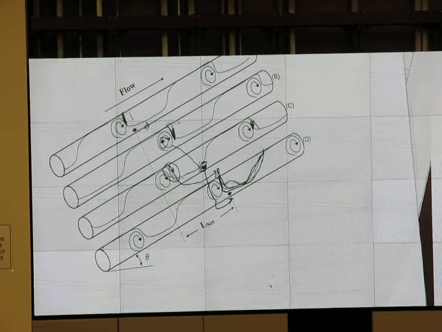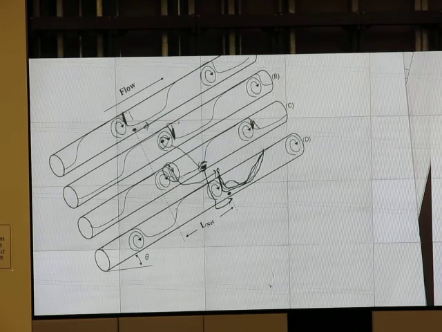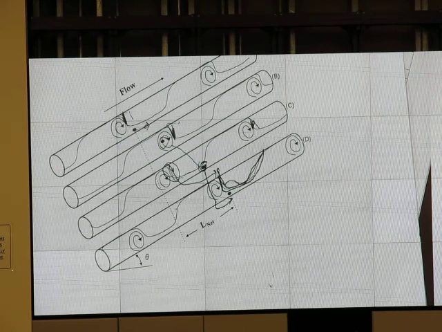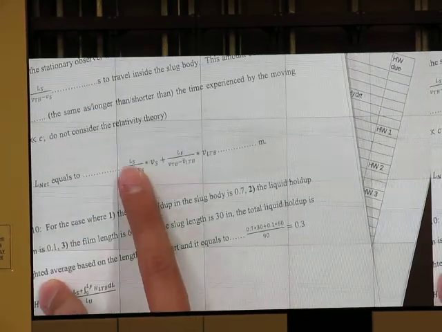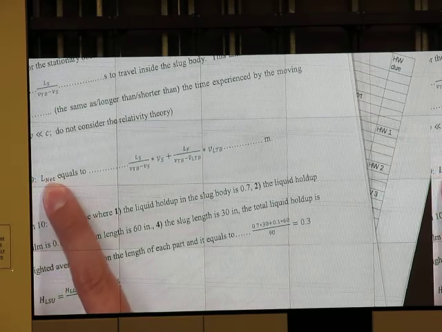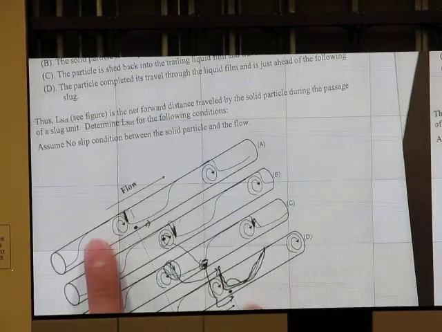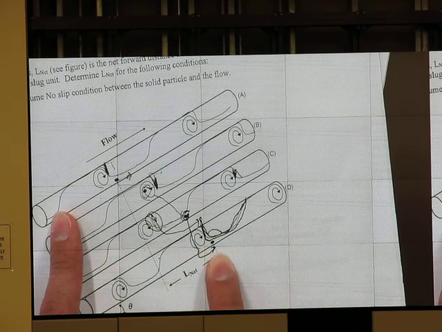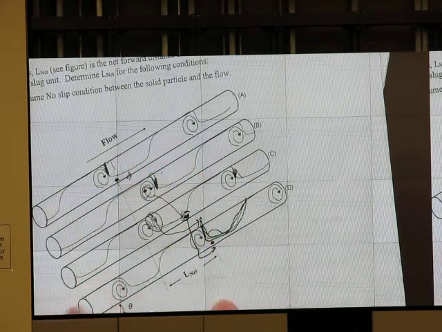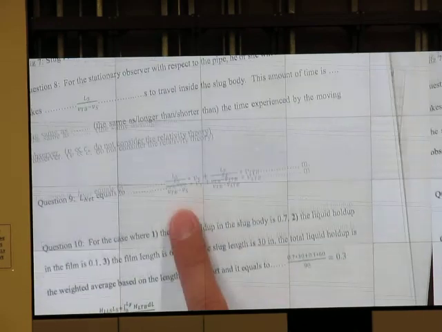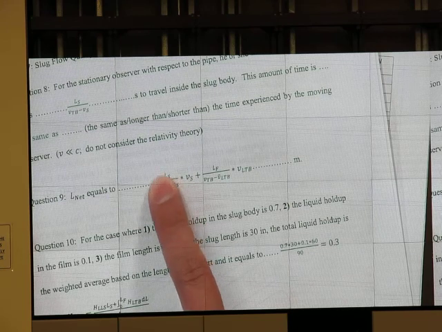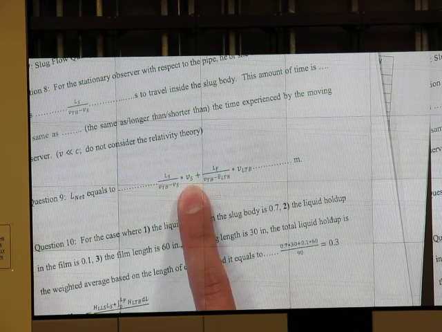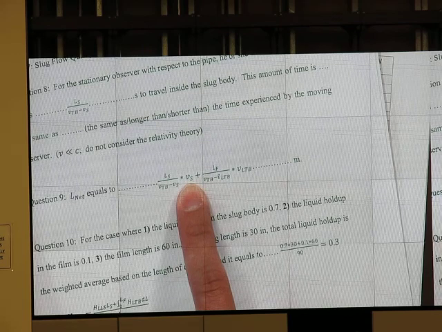So I use the amount of time experienced by the moving observer multiplied by the actual velocity of the particle, and that gives me the distance. So last time you wrote this down, right? L net is the amount of distance traveled by the solid particle, this solid particle traveling backward before the next slug hits it. So L net will be the amount of time that is spent inside the liquid slug multiplied by the velocity of the solid particle, which is Vs, when it stays inside the slug.